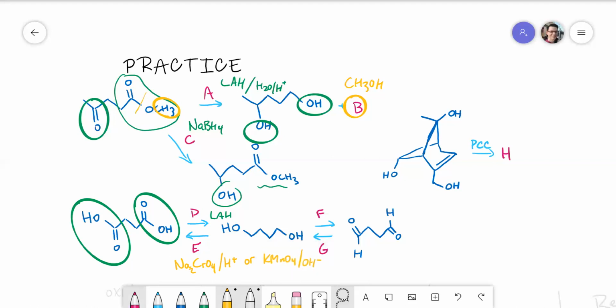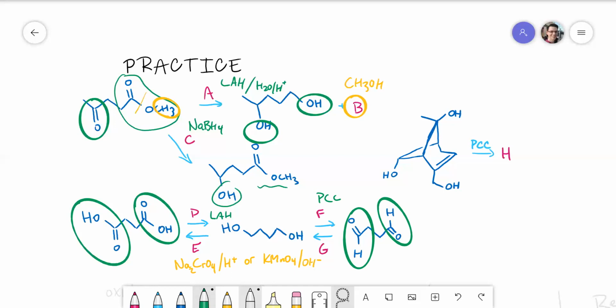Okay. Here we have our alcohols becoming aldehydes. So if we want to oxidize an alcohol to an aldehyde, but not all the way to a carboxylic acid, we're going to use PCC, which is not strong enough to oxidize to a carboxylic acid.